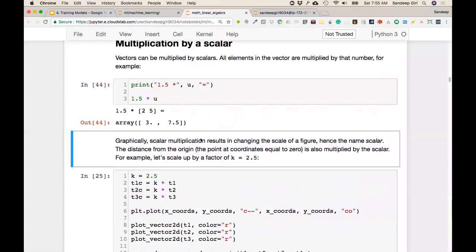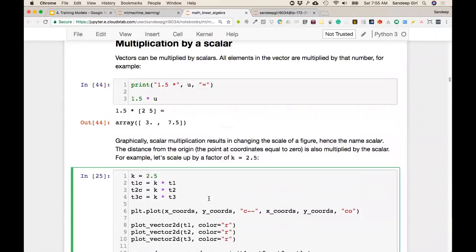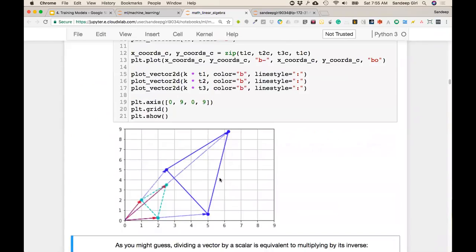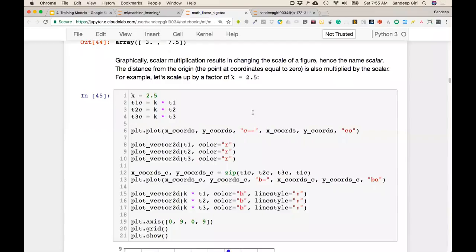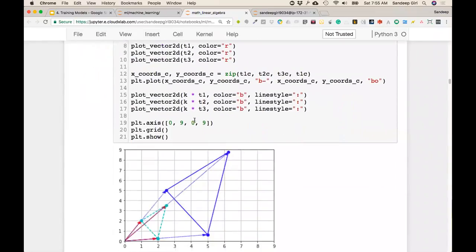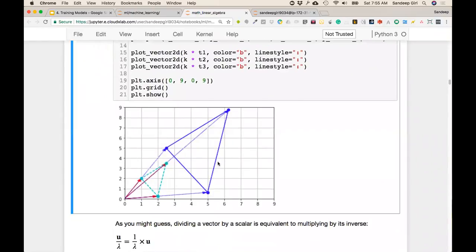Now, what does it mean in real life? What does it mean to multiply a set of vectors with a scalar? Scalar multiplication results in changing the scale of a figure, hence the name scalar. The distance from the origin is also multiplied by the scalar. For example, let's say we are scaling up by a factor k equals 2.5. So here this is what we are doing. We had this initial figure, and we are multiplying it by a scalar. So it is becoming bigger.